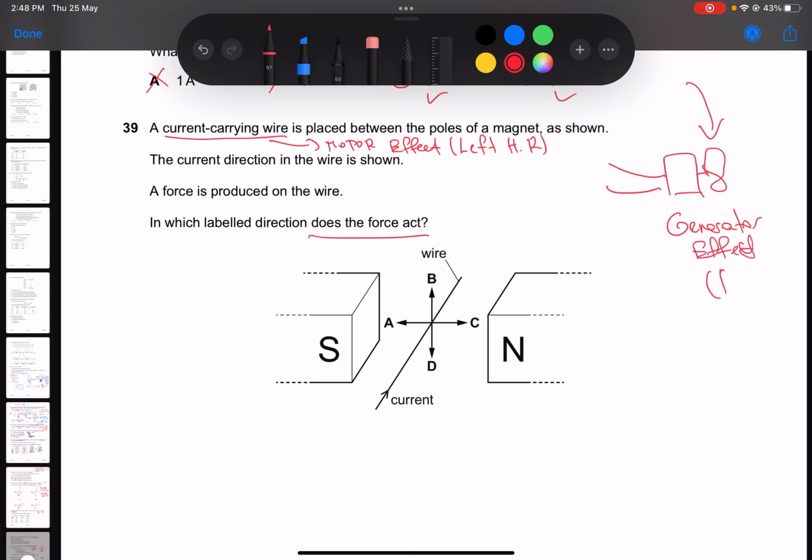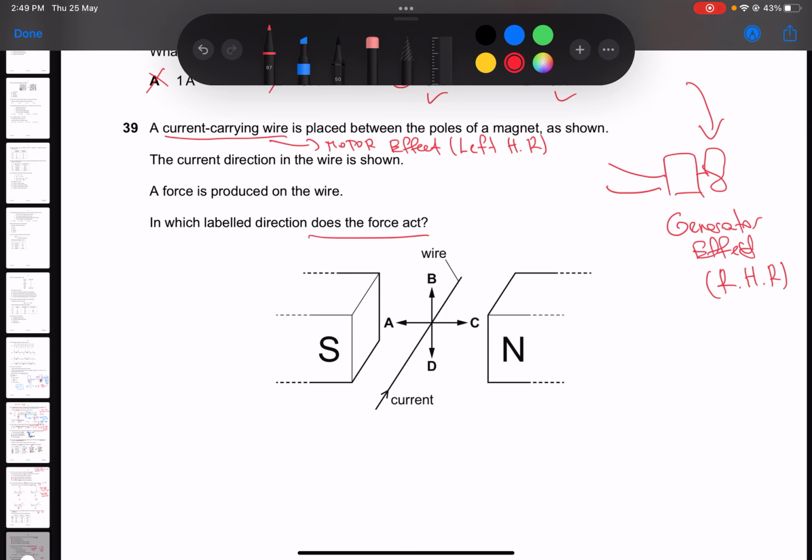So in here we will use the right hand rule. So what kind of keywords may they mention for generator effect? It would be induced electricity, generated electricity, induced current running in the wire. So if you see induced or generated, definitely it is going to be generator effect. So you will use your right hand rule.